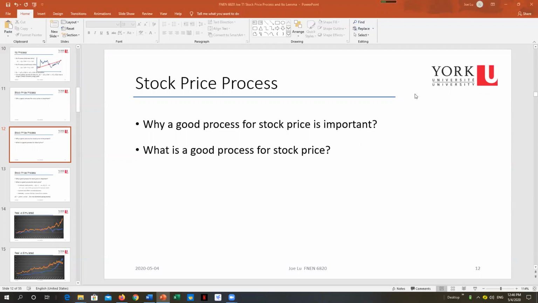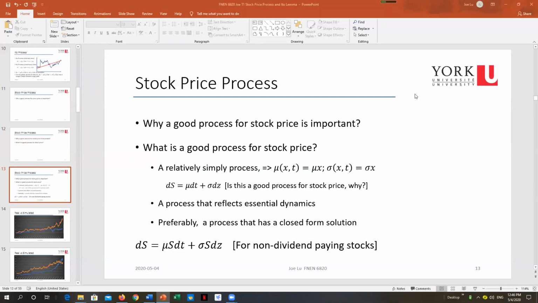When we do that, we don't want this process to be too complicated. Yet at the same time, we want this process to have enough structure such that it captures the essential dynamics of the market movements. And also, if we're lucky, we may want a process that gives us a closed form solution for the derivative product that is built on top of this underlying asset.